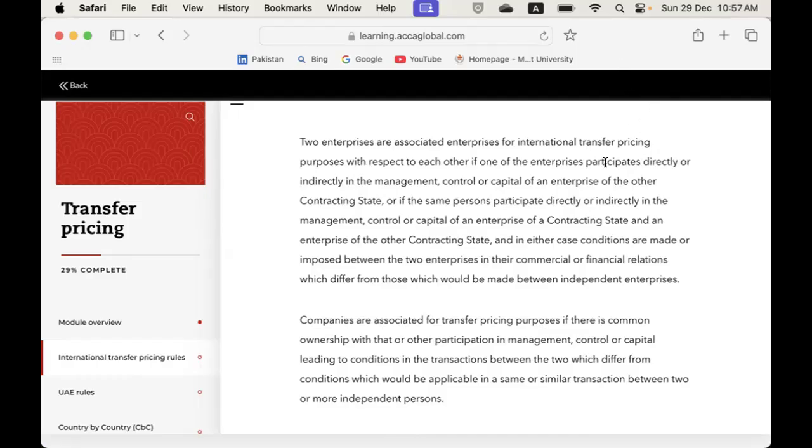Related parties. So how will one enterprise be a related party or associated enterprise of the other company? By controlling. Directly controlling. So two companies are there, one company controls the other company, they are associated enterprises, correct?